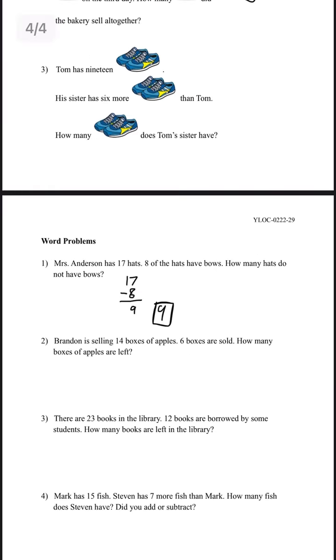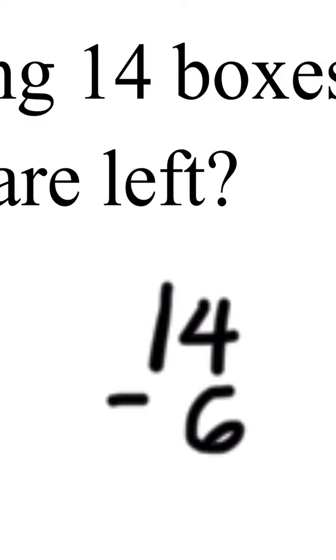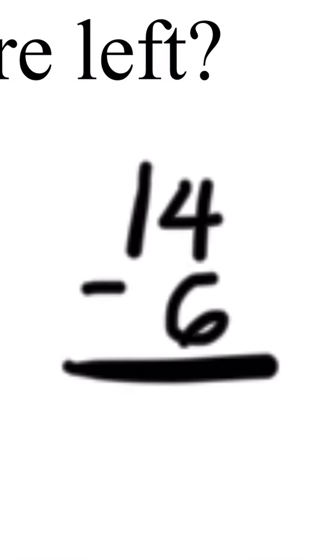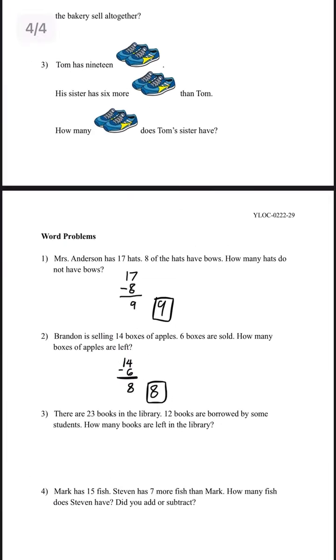Let's look at number 2. For number 2, it says Brendan is selling 14 boxes of apples. 6 boxes are sold. How many boxes of apples are left? And to know the answer, we need to subtract 6 from 14. 14 minus 6. And then if we subtract 6 from 14, we get 8. So 8 is the answer for number 2.